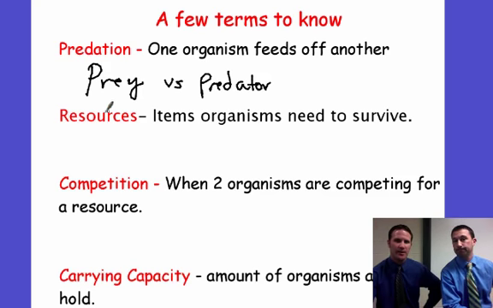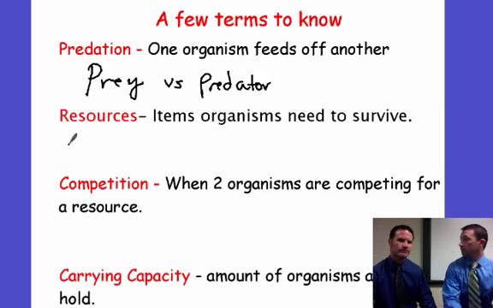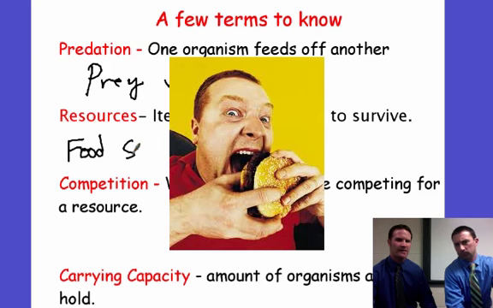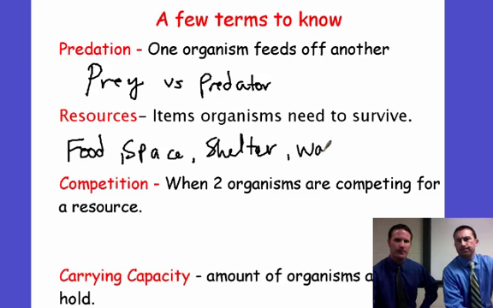Absolutely. All right. Next thing we want to talk about is resources. Resources are any of the items that organisms need to survive in an area. What are some possible resources? Well, we need food. Food. I think space, shelter, right? That's good. What else? Well, probably water. Water's good. Okay. Yeah, there's others, but that's a good idea of what a resource is. It's anything that something needs to survive. H2O. Yep.